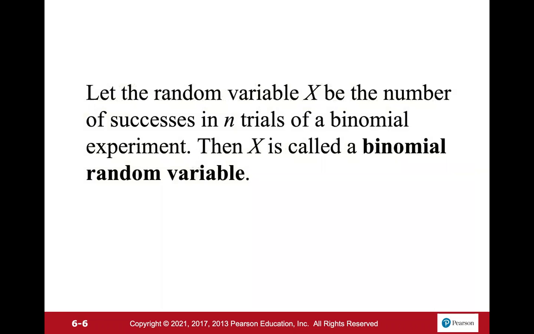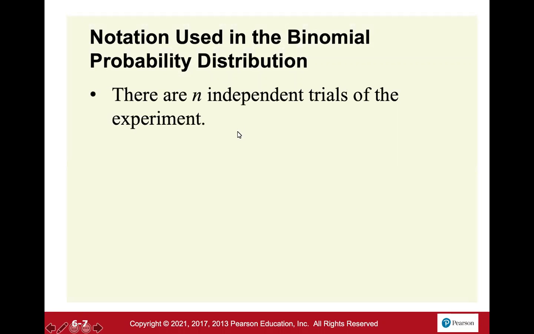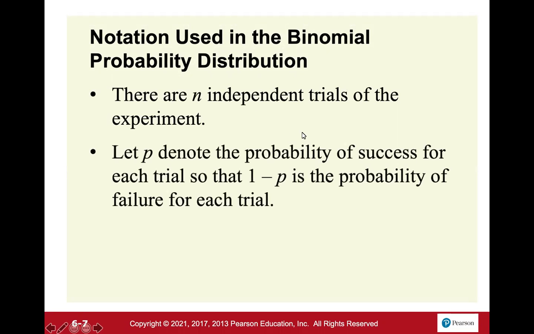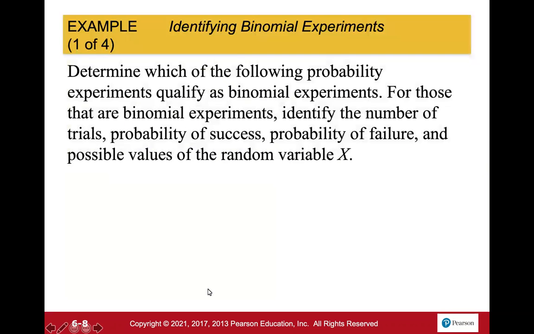All right, so let the random variable X be the number of successes in n trials of a binomial experiment. Then X is called a binomial random variable. Notation used in a binomial probability distribution: there are n independent trials for the experiment. Let p denote the probability of success for each trial, so that 1 minus p is the probability of failure. Remember, you have two different outcomes. It's either a success or a failure. p denotes success, 1 minus p denotes failure because it is the complement of success. Let X denote the number of successes in n independent trials for the experiment, so 0 ≤ X ≤ n.